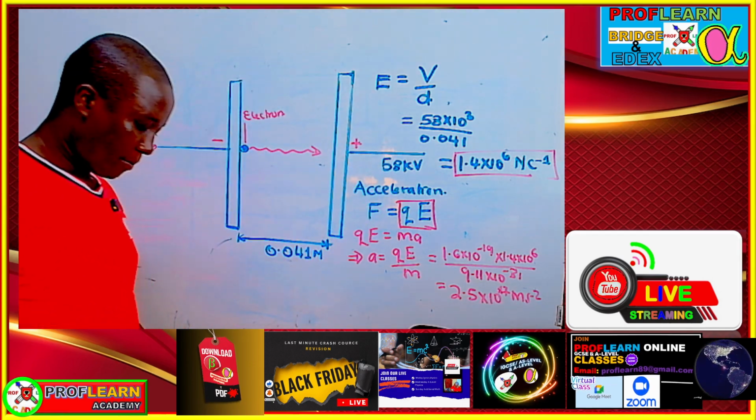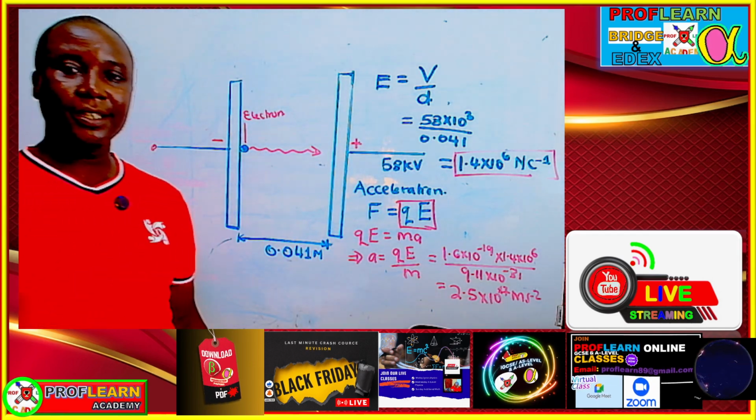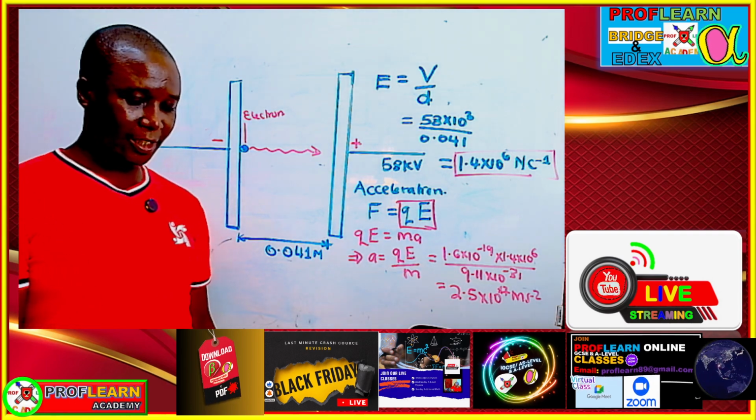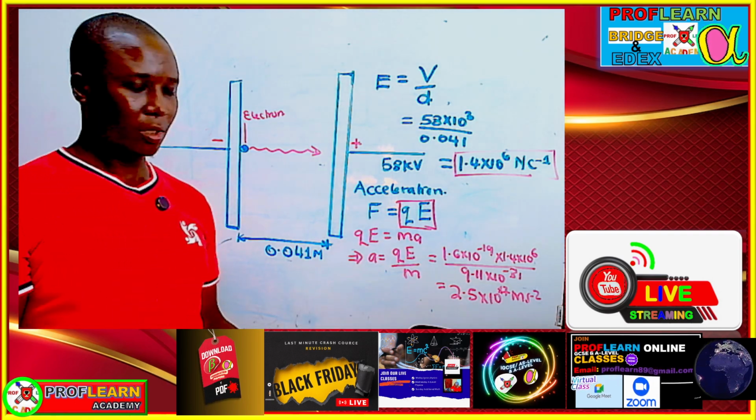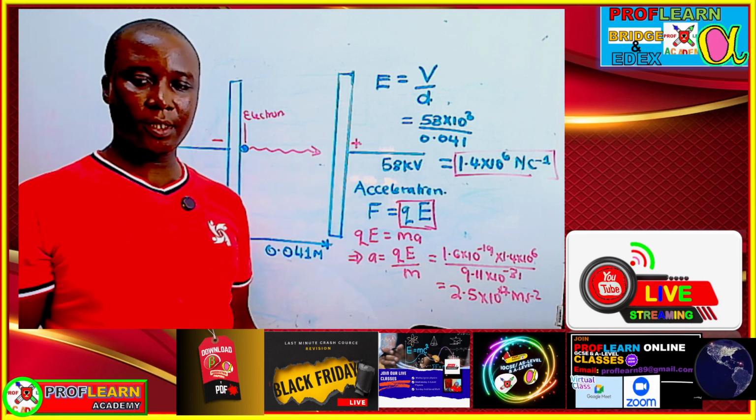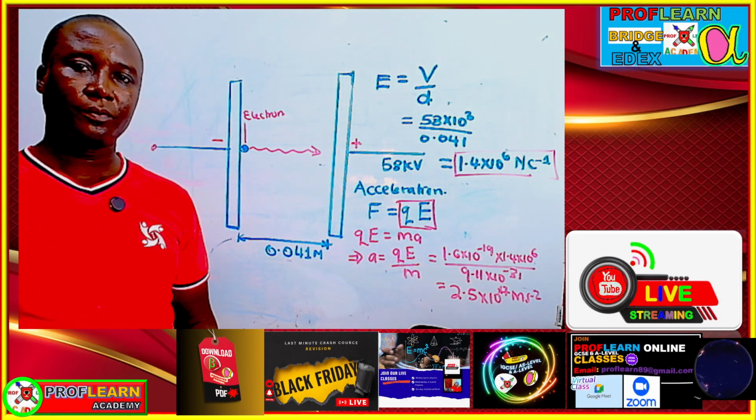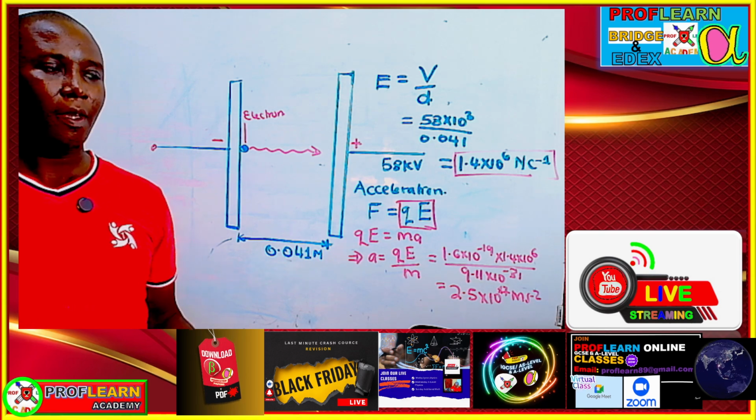So that becomes the acceleration of this electron as it's approaching this particular plate.